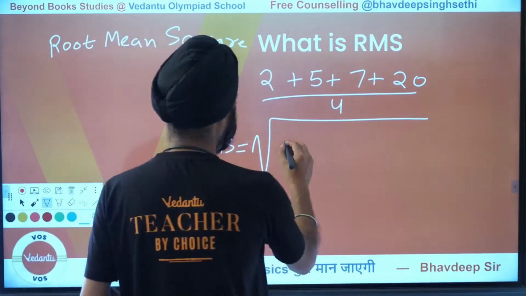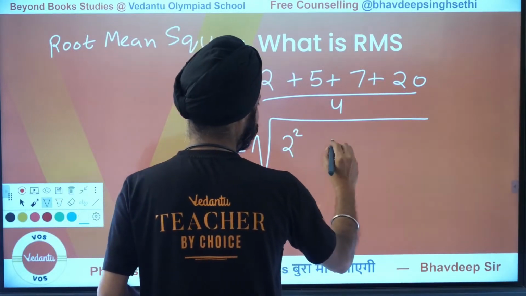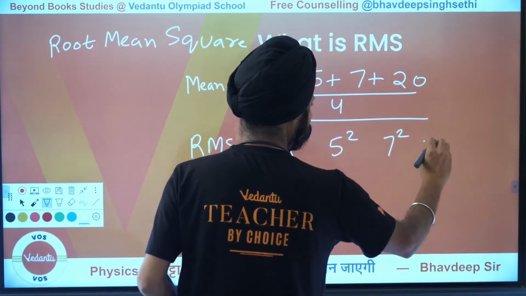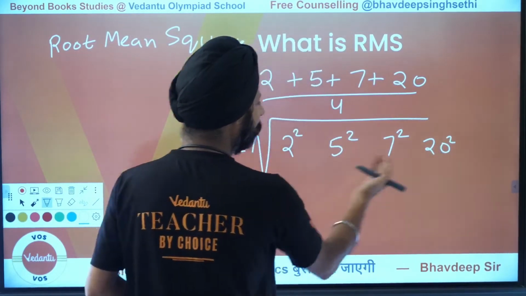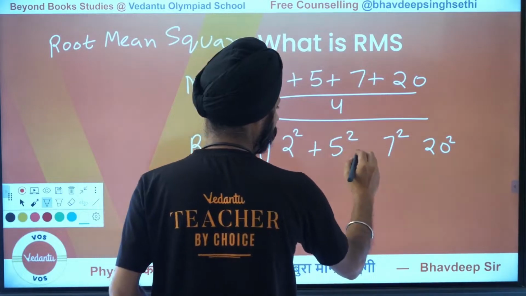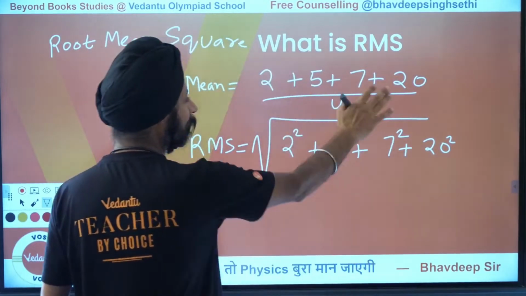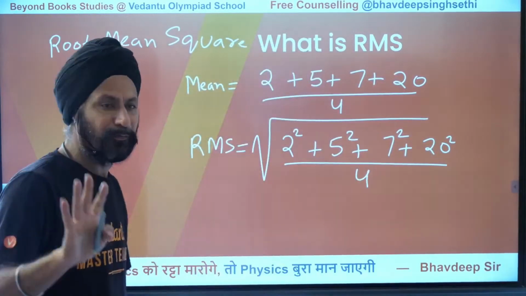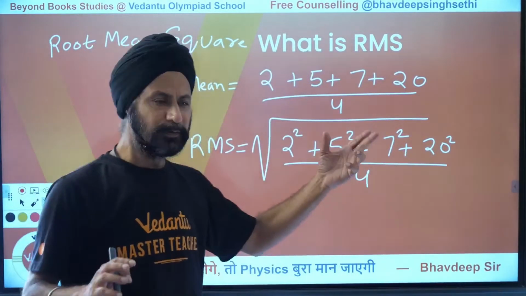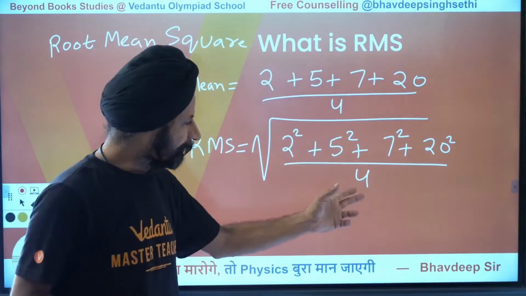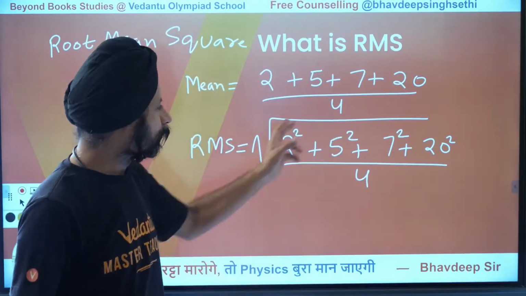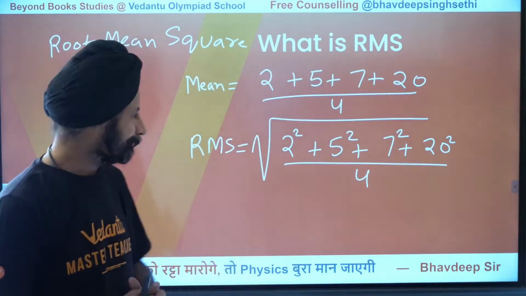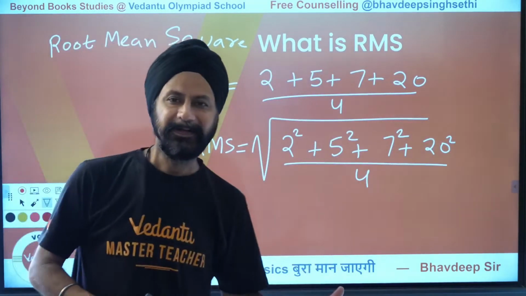So first you square these numbers. And then you take the mean of these numbers. You take the mean of the squares. You don't take the mean of the numbers. You take the mean of the squares. Items are still 4. Remember, the items are still 4. You have taken the square of all those 4 numbers. You added them up, divided by 4 because there were 4 items. And then you take the square root of that. So root mean square. RMS is root mean square. And that's what it is.